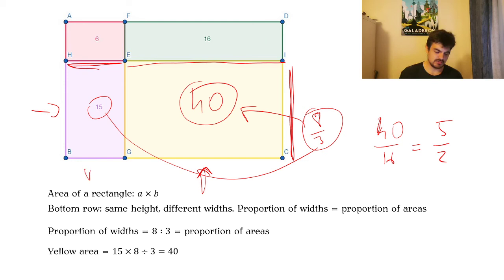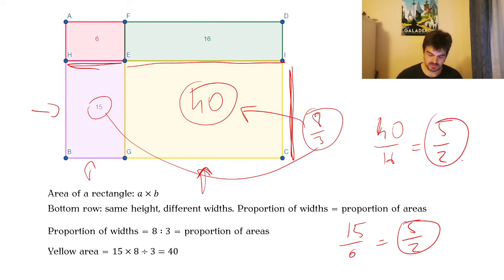On this side, however, we have the same heights, so the proportion of heights should be the proportion of areas. What is the proportion of the areas? Well, we can calculate it. It's 15 over 6, which equals 5 over 2. So you can see that those two things are the same, and therefore this works. There is no contradiction here. So we have a double confirmation that 40 works as the area of this particular rectangle.